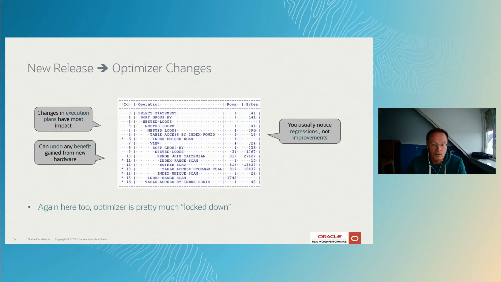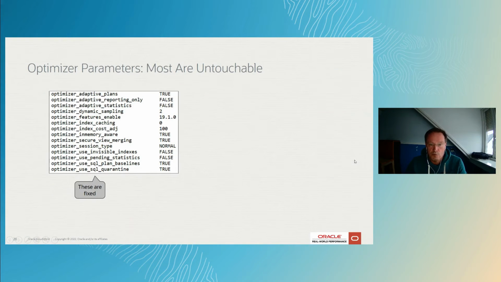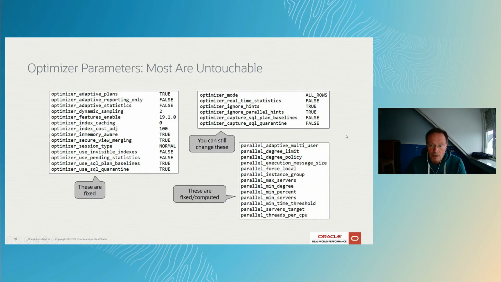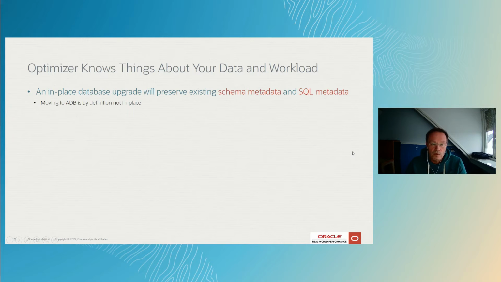You notice the differences. Now, the optimizer is also pretty much locked down. There's a whole bunch of optimizer parameters that you cannot change. These are all fixed. Here too, there's just a small subset that you can play with. You see the default values here, but these you can change with either alter session or alter system. If you go to medium or high service and you use parallel execution, all the parallel underscore parameters that drive parallel execution are fixed as well. You cannot change those. They are fixed, computed from OCPUs. So this is where we see things go wrong.